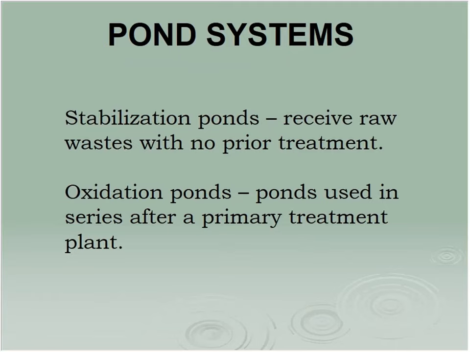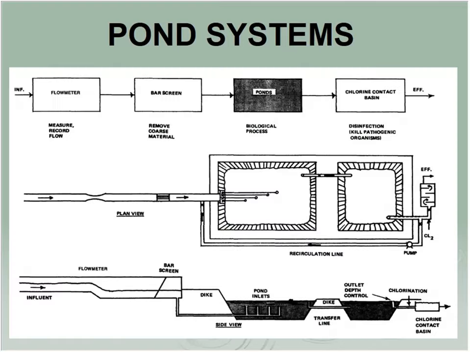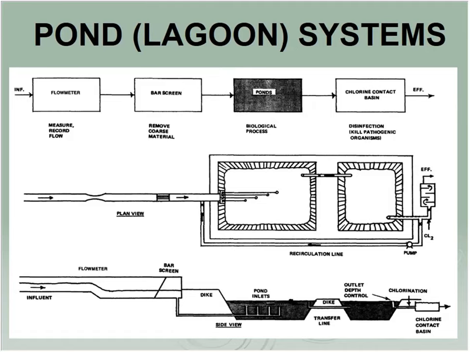General categories of stabilization ponds: raw treatment with no prior treatment, and oxidation ponds have some primary treatment. But they're predominantly stabilization ponds that you'll find out in the rural areas. And here's a scheme of a two-cell pond. Again, we've got a flow meter, we've got a bar screen, we still want to take out the big junk. And then we just go into the pond. They typically have 30 days detention time per cell. You might have two, you might have three.